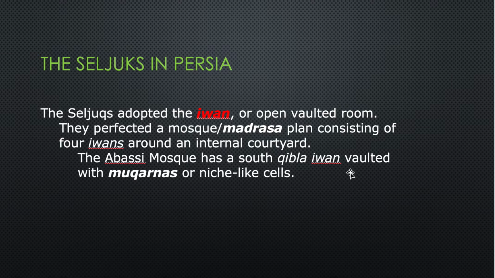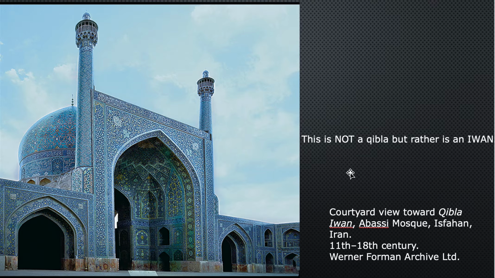So the Seljuks adopted the Iwan, or open vaulted room. They perfected a mosque madrasa plan consisting of 4 Iwans around an internal courtyard. The Abbasi mosque has a south Qibla Iwan vaulted with muqarnas, or niche-like cells. The only word there that you need to know is Iwan, which is in red.